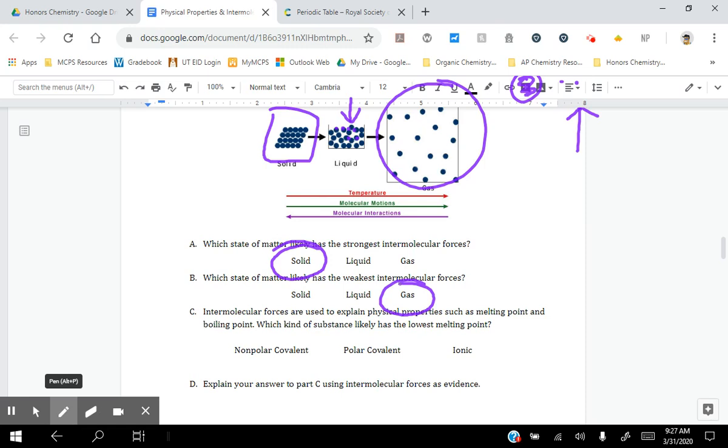Which kind of substance likely has the lowest melting point? So, the lowest melting point would be the thing that melts the easiest. So, the thing that melts the easiest is the thing that has the least amount of intermolecular attractions. In nonpolar covalent, we have LDF only. In polar covalent, we have LDF, dipole-dipole, and then sometimes H bonding. And then in ionic, we have LDF and ion-ion.